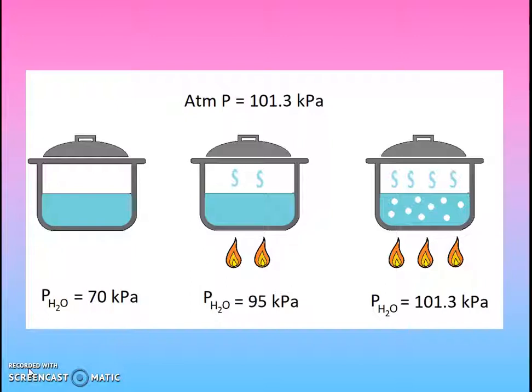So here we see three different pots of water. The one on the left, only 70 kPa, not very much pressure going on inside that pot, where the atmospheric pressure again is 101.3 kPa. In the middle, then we start to heat up some, we have a little bit of evaporation happening, but still the pressure inside that pot is only up to 95 kPa for the water vapor. Now on the right, where it begins to boil, we see that the pressure inside that pot is 101.3 kPa, and now it does equal the atmospheric pressure, so that water has now begun to boil. We have particles all throughout turning into a gas.